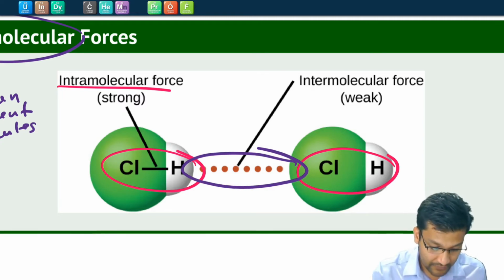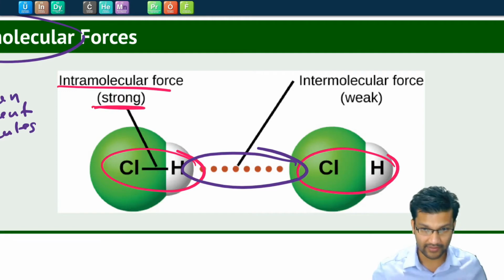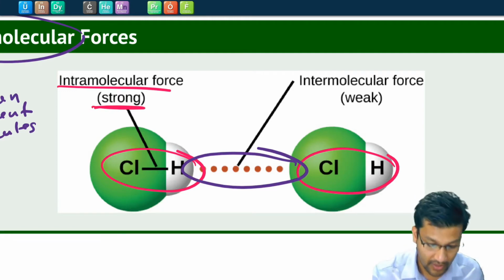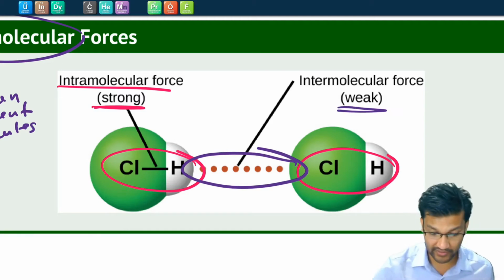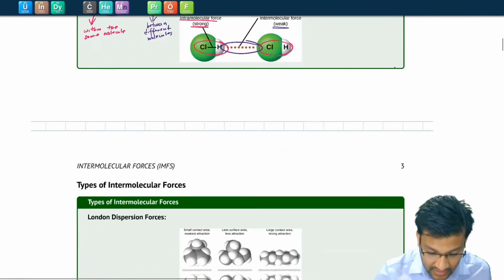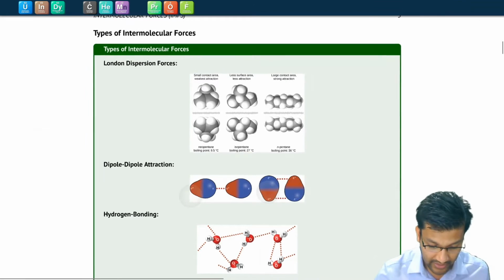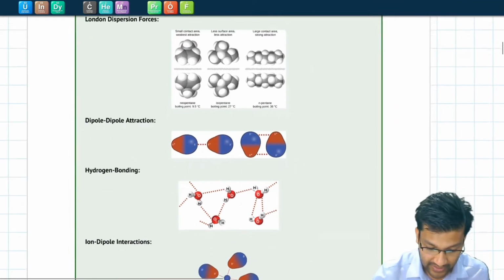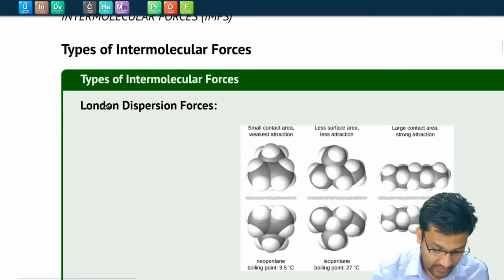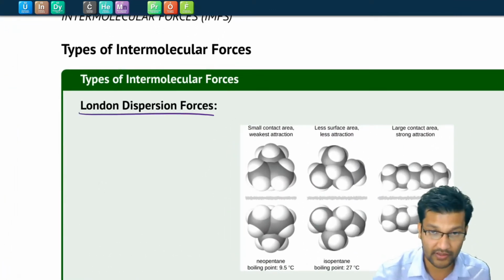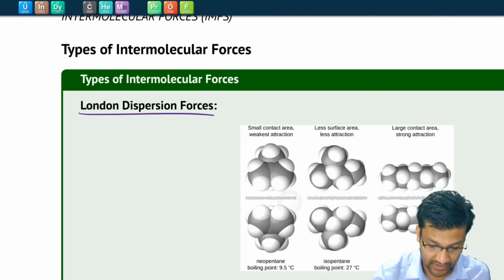So intramolecular forces are often going to be very, very strong, right? They're chemical bonds, so they're very strong. Whereas intermolecular forces are comparatively weaker. Now, there's a few types of intermolecular forces that we're going to look at, and they all have various different strengths. The weakest of these is what we call London dispersion forces, or sometimes just called dispersion forces.